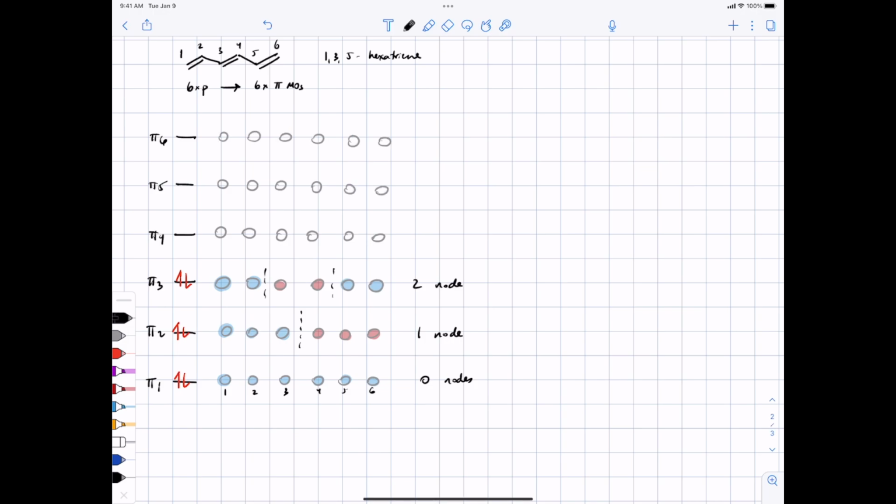The highest energy combination is going to be one where there are switches in wave function sign between each of the atoms. And then let's see, 3 nodes. We're going to have 1 in the middle, and then there. And then 4 nodes we have here and here, here and there. All right.